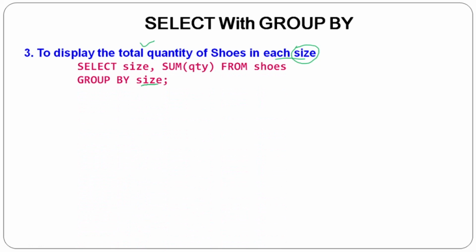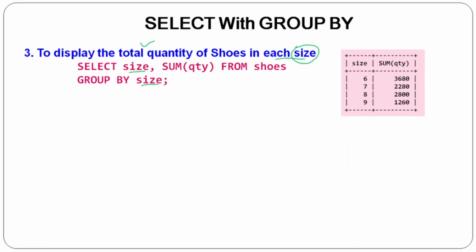Since we are grouping by size, we can give the column size here in the select list. So the output will be clear for you. The sum quantity of each size is being displayed. For size 6, the sum quantity is 3680; 7, 8, 9, and each sum quantity is displayed.